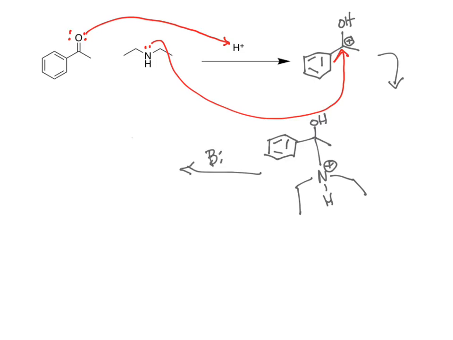I'm using a generic base to show the deprotonation step. The base could be an amine molecule, it could be the ketone. Either one would work, and both are possible. So the next step, proton on, something happens, proton off. So now we're at the proton off step to give us a neutral intermediate.